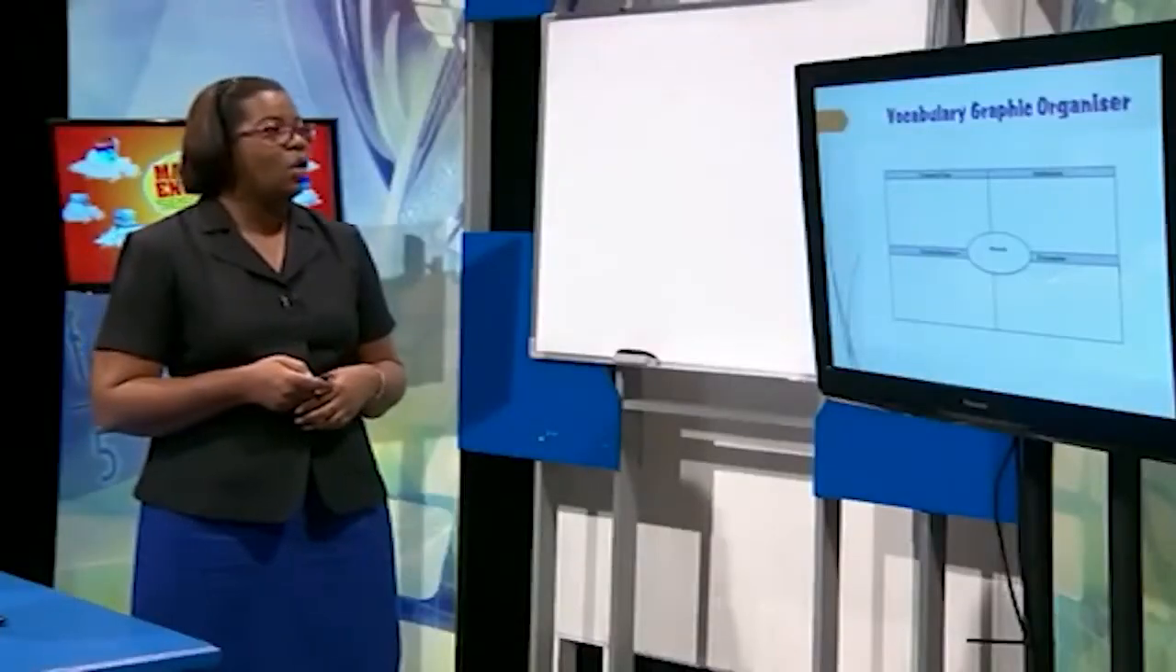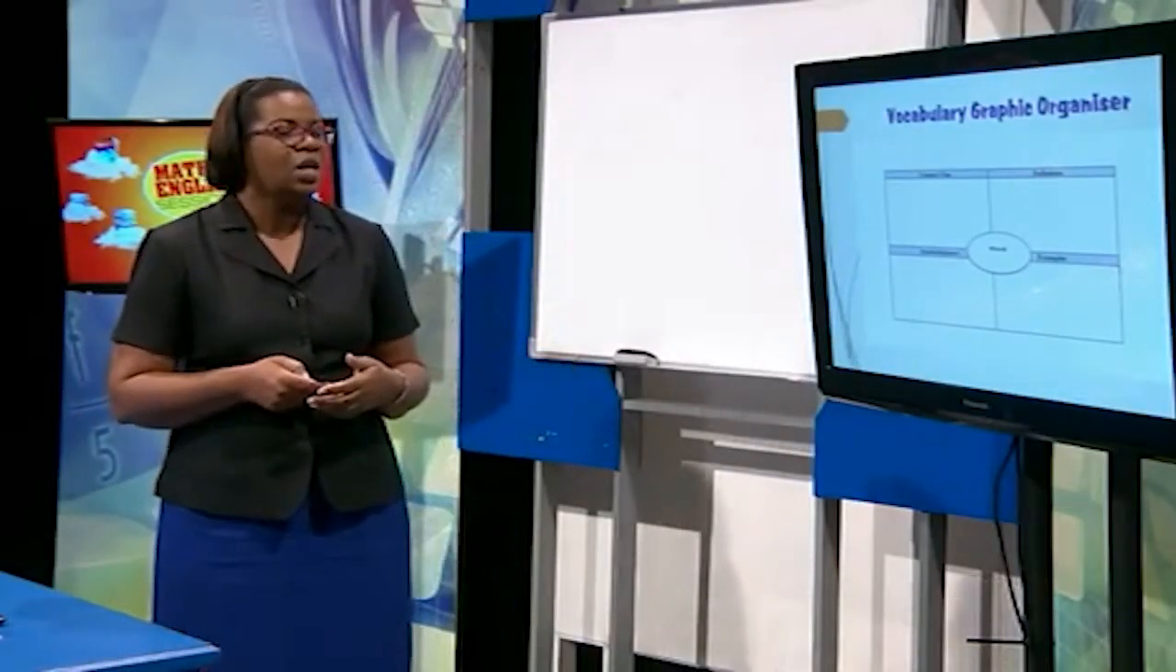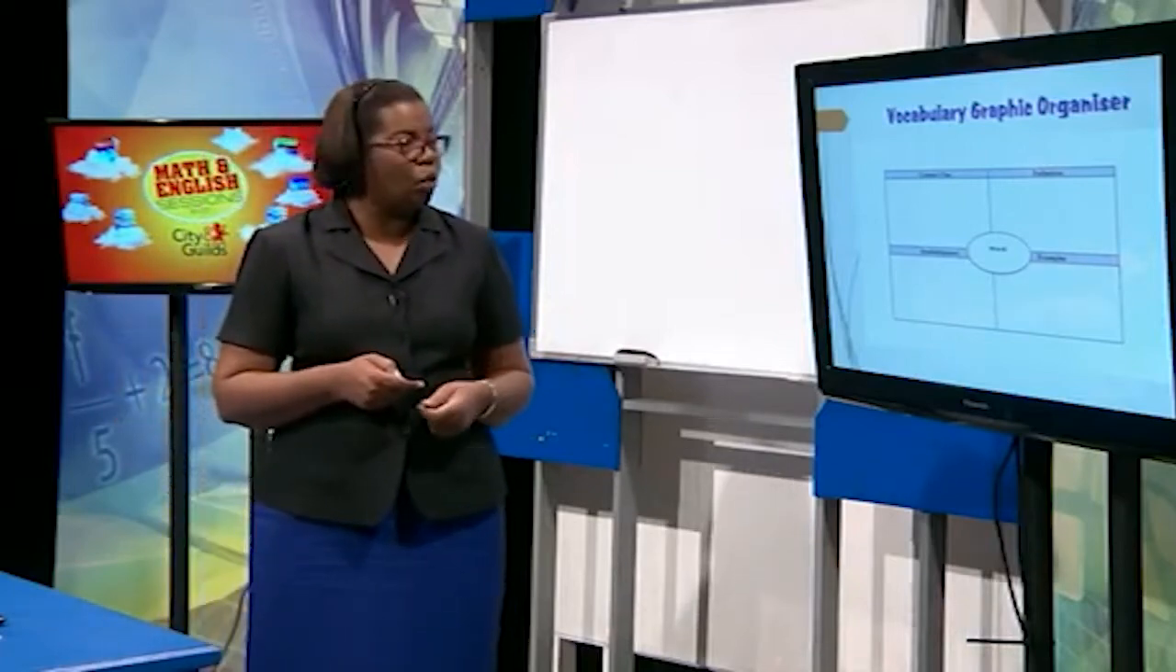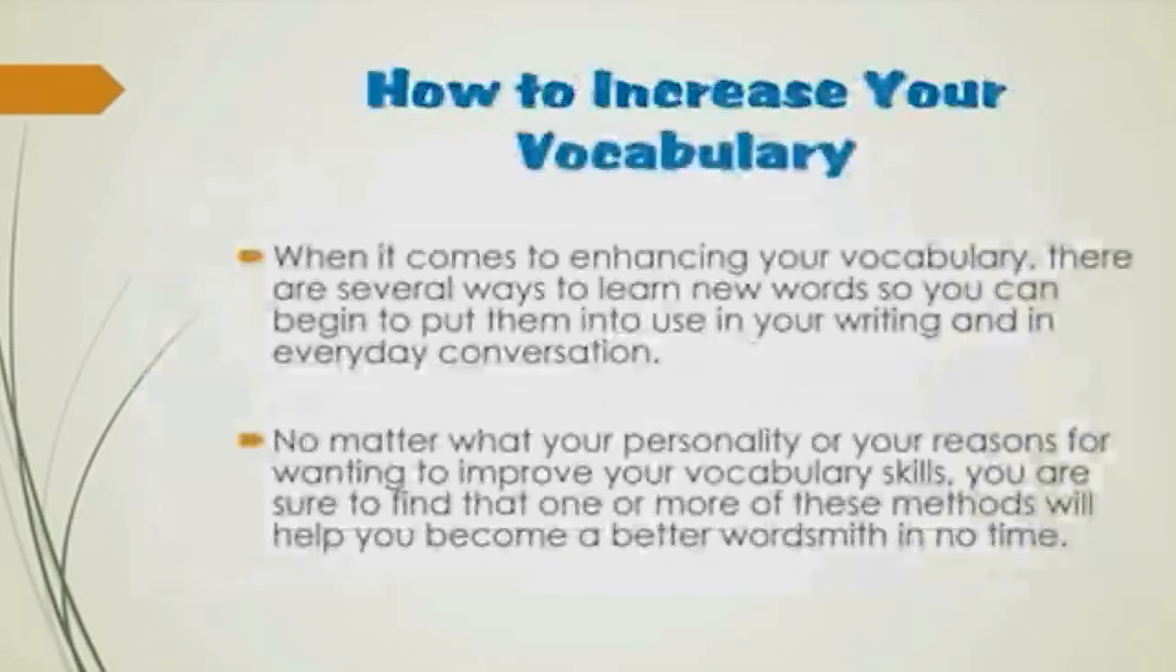All right, now here's a little organizer that you can use when you do your vocabulary-related activities. So in the center there, you would put the word, right? And then top left, you have the context clues that you would have gotten from the passage. You can draw a symbol or a picture, right? That helps you to understand the meaning of the word, and you can give the definition and also some examples. So this is something that you can use when you're doing your vocabulary-related activities.